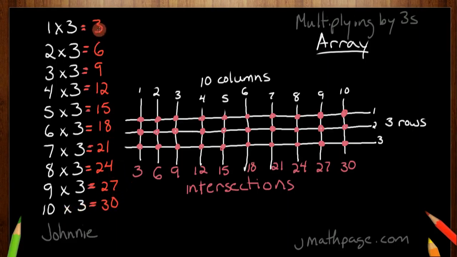Now we can look back and see all of these in the numbers of intersections. 3, 6, 9, 12, 15, 18, 21, 24, 27, and 30. And here again, 3, 6, 9, 12, 15, 18, 21, 24, 27, and 30. So we can see how an array can help us with our multiplication.